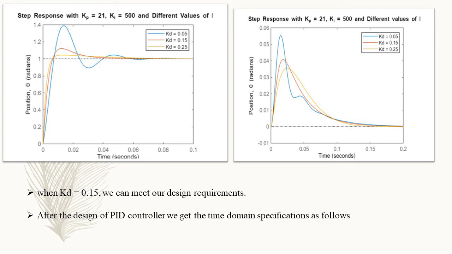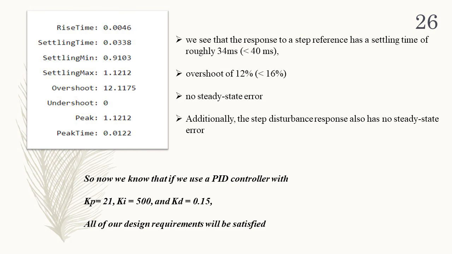So after the design of the PID controller, we get the time domain specifications as follows. We see that the response to a step reference has a settling time of roughly 34 milliseconds, that is, less than 40 milliseconds. Then overshoot of 12% and there is no steady state error. Additionally, the step disturbance response also has no steady state error. So when we use a PID controller with Kp equal to 21, Ki equal to 500 and Kd equal to 0.15, all of our requirements will be satisfied.